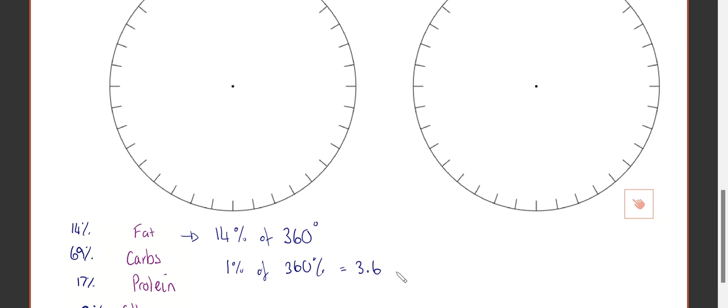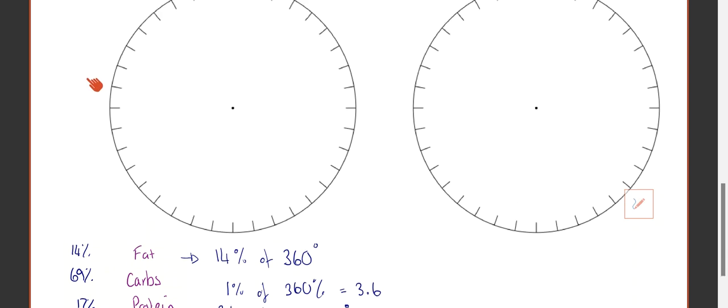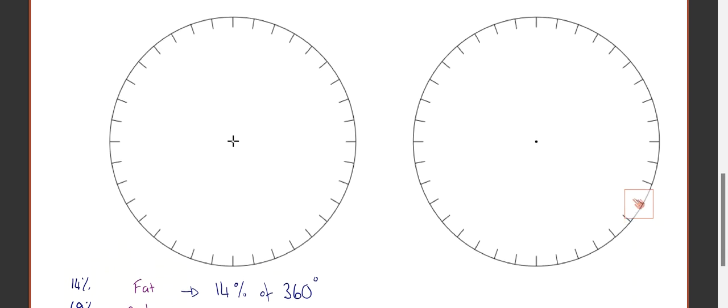Okay. So could we then do 3.6 times 14? 50.4. So we've got 50.4 degrees that needs to be in our pie chart to represent fat. Well, again, that's a decision for you to make. I'll get you to do it in a sec. But how do we do it on our protractor? So what I'm going to get you to do is, we all start by going from the centre, draw your first one. Can I see the bottom one? It's 50.4. I'll put it back in a sec.